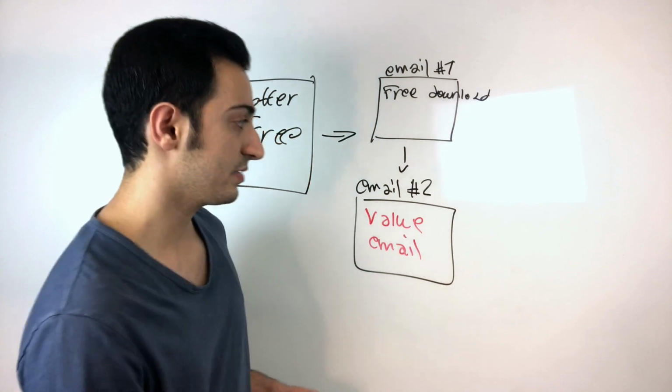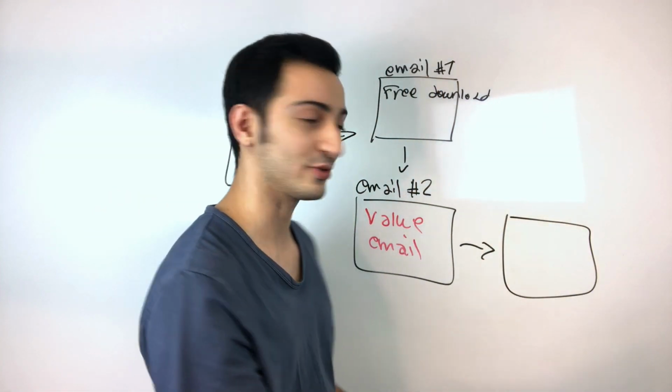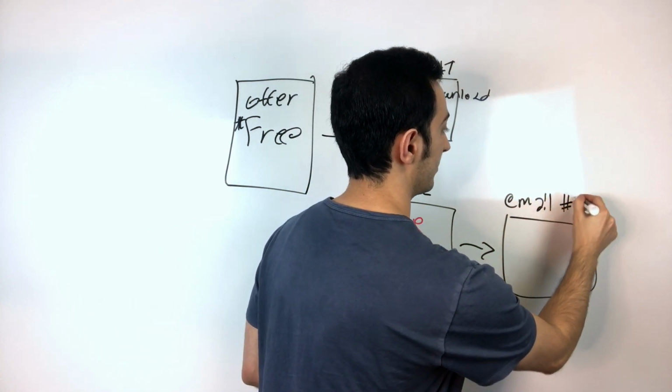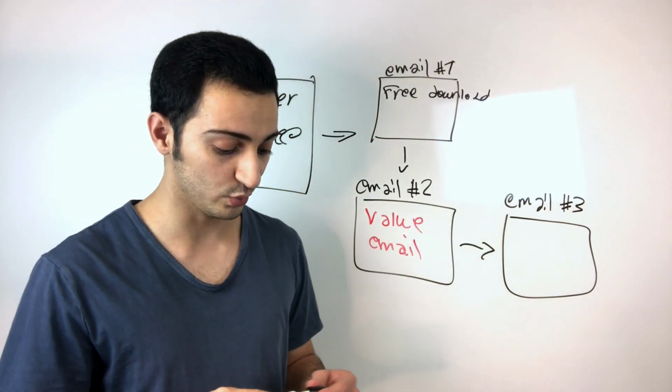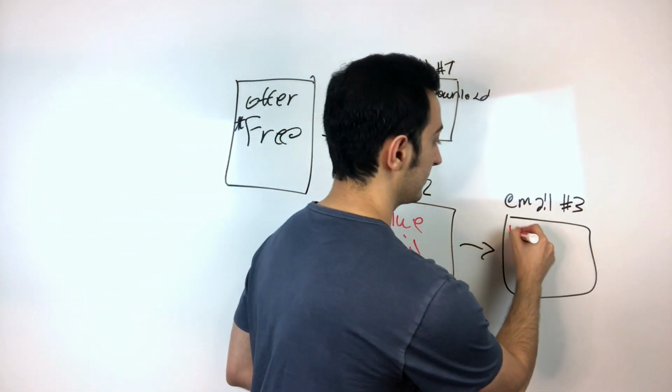Email number 3 is the same thing, but a little bit different, so make sure you see it. This one is almost the same as the last one, but a little bit different. First of all, you're going to provide value. So that's that.